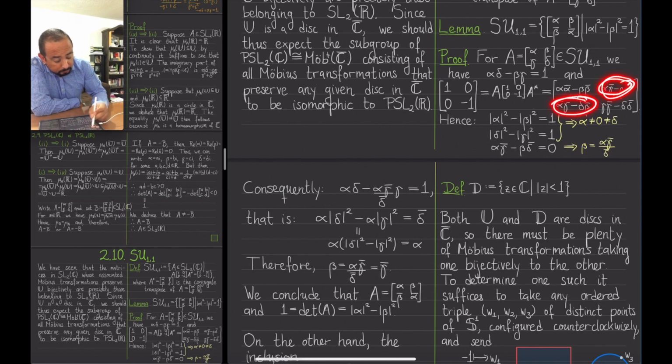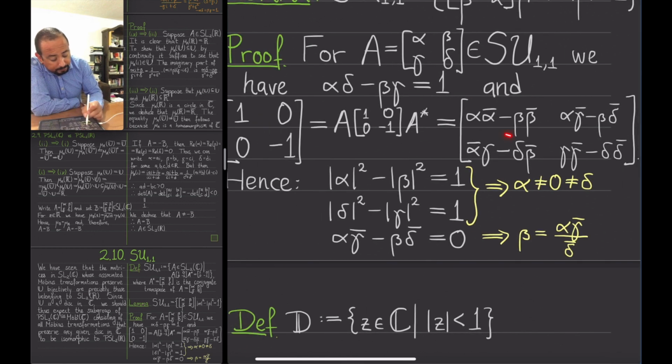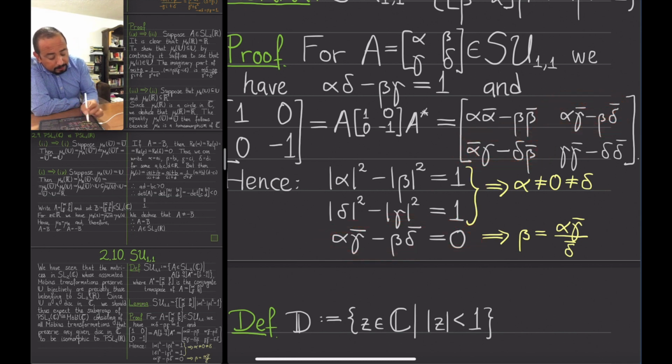So this equal to 0, this equal to 0, but notice that this is the conjugate of this. So this equal to 0 and this equal to 0 can be written in a single condition. Now, this equal to 1 is, of course, this difference of norms to be equal to 1. This equal to minus 1 tells me that the square norm of delta minus the square norm of gamma is equal to 1.